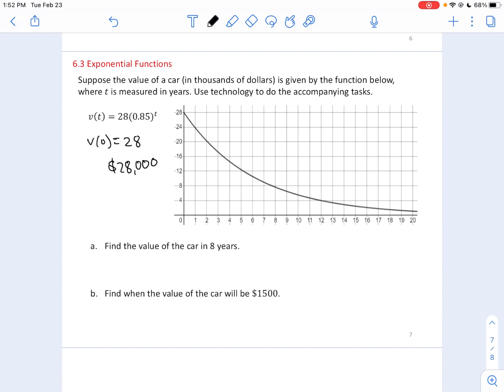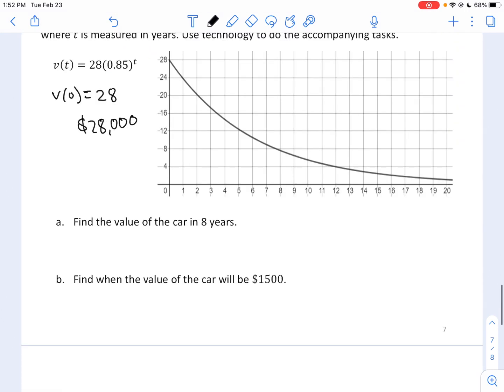And we're going to use technology to find the value of the car in 8 years. The calculation we would do here is simply say, okay, we'll plug 8 into this v function, v for value. And so we get 28 times 0.85 raised to the 8. So this is like multiplying 28 by 0.85, and you do that 8 times. It's like doing 85% of 28, and get a result, and we do 85% of that, and we do 85% of that, etc. So every year it looks like it's losing 15% in value. It's retaining 85% of its value the year before.